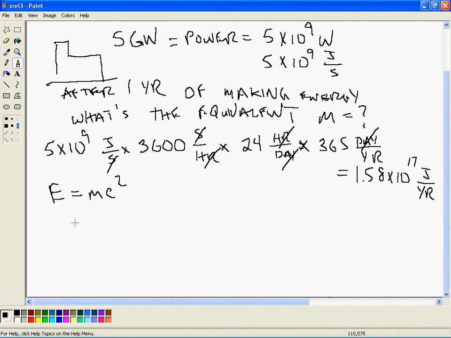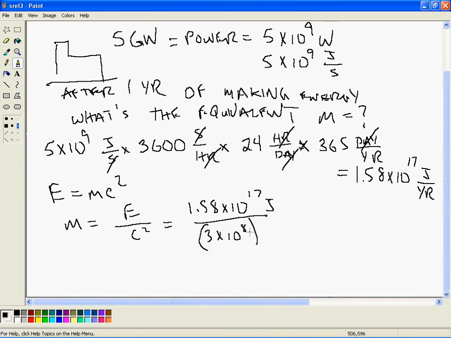Now, what we're looking for is matter. So matter is equal to energy divided by c squared. And in this case, we know our energy. That's 1.58 times 10 to the 17 joules. And this is over 1 year, right? Divided by c squared, which is 3 times 10 to the power of 8 meters per second squared. And that is equal to, actually, now get ready for this answer, 1.75 kilograms.